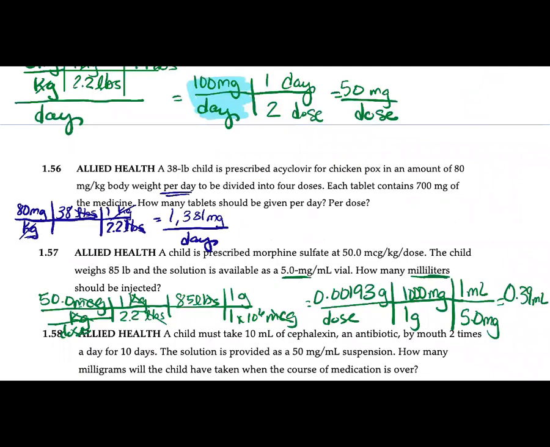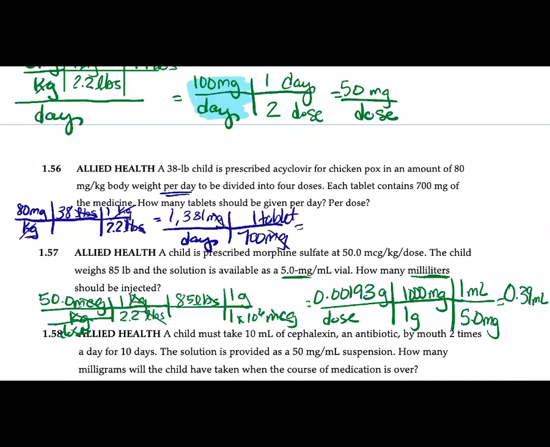To be divided into 4 doses. Each tablet contains 700 milligrams of medicine. So how many tablets should be given per day? Let's answer that first because we're in days. So I know that I have 700 milligrams in 1 tablet, so my milligrams would cancel. I'm left with tablets per day.